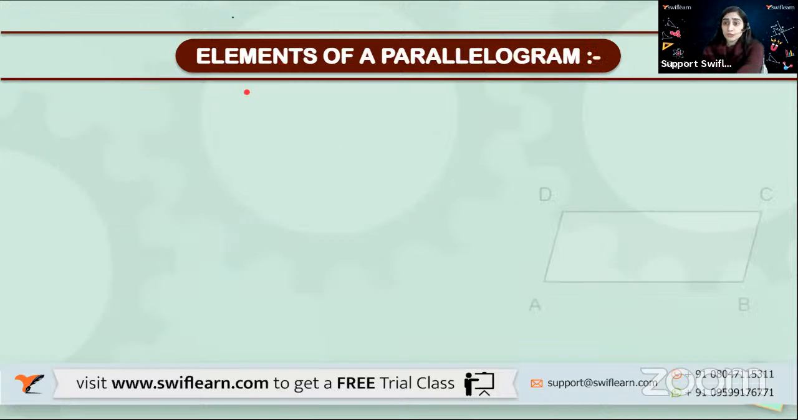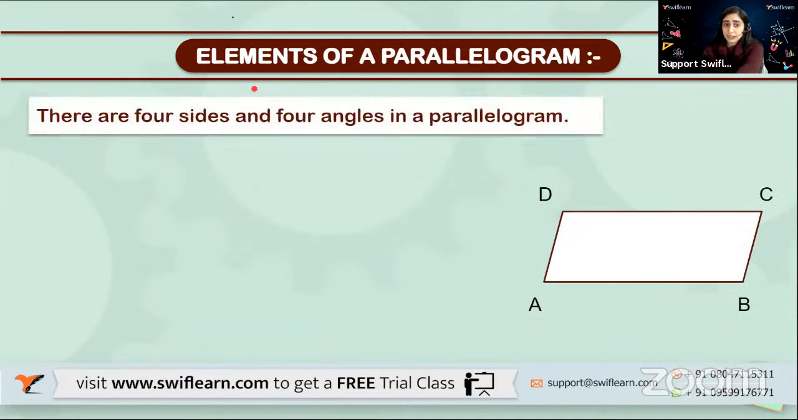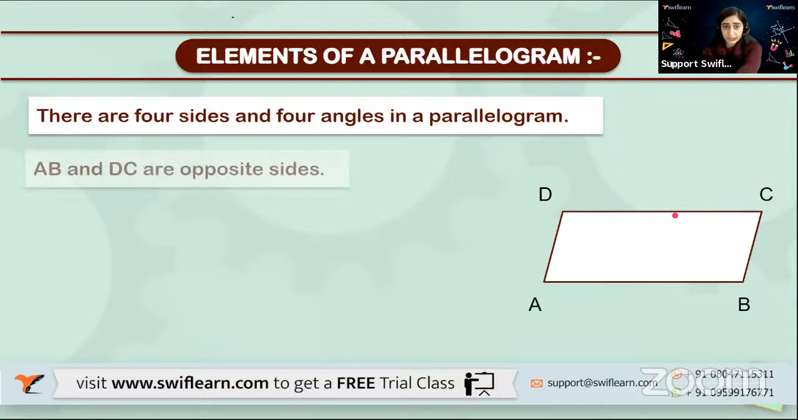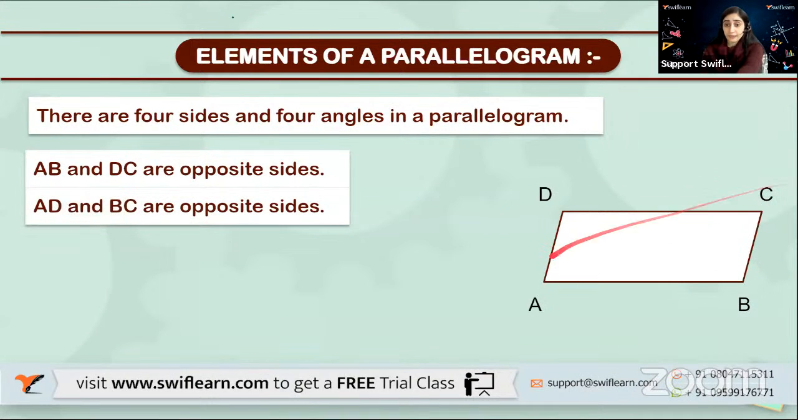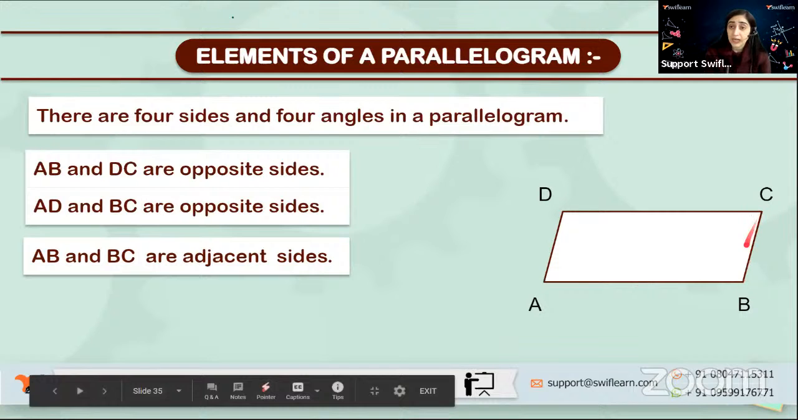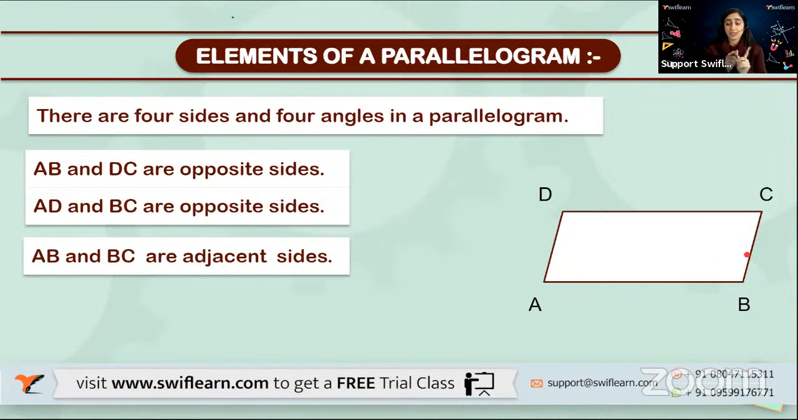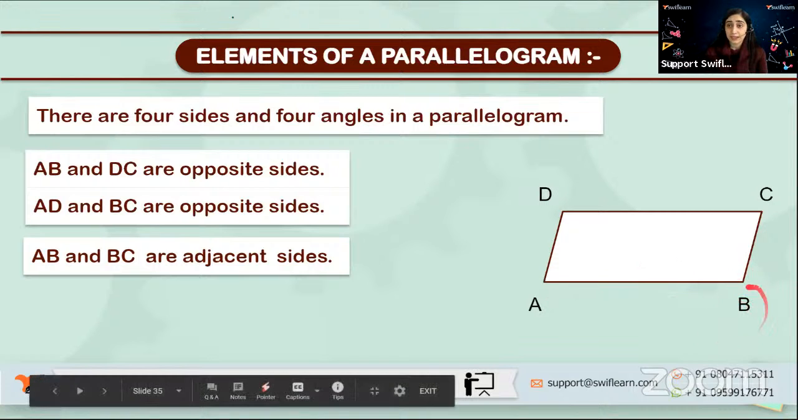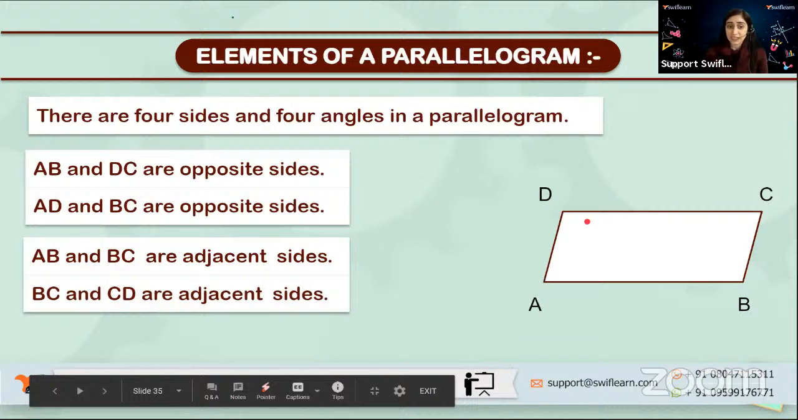Okay. Now moving on to the elements of a parallelogram. So what are the elements? The elements are what this parallelogram has. A parallelogram has 4 sides and 4 angles. The opposite sides are AB and CD, AD and BC. Whereas what is an adjacent side? Adjacent sides are the sides which are just connected and share just one vertex. So here AB and BC are adjacent sides. So vertex B is common between both the sides. That's why we call them adjacent sides, and this is the angle or the vertex which is between them. Similarly, BC and CD are the adjacent sides.